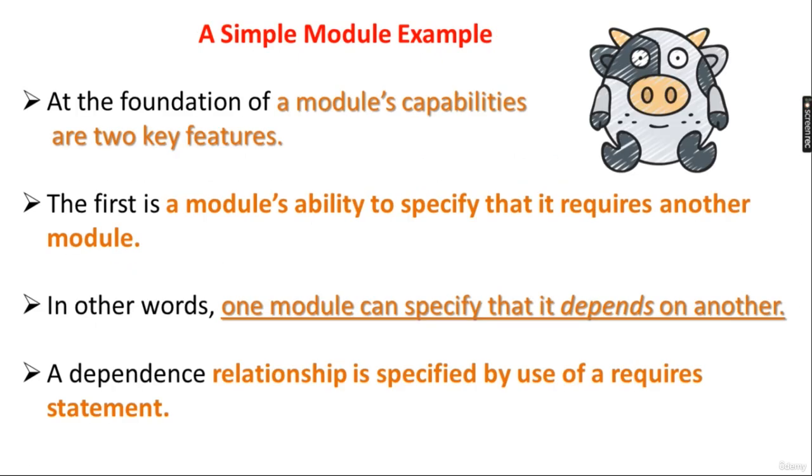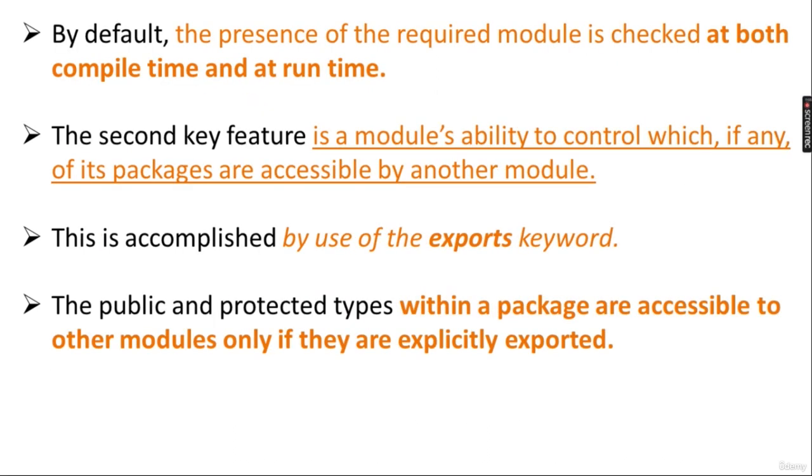Now we will see that at the foundation of a module's capabilities are two key features. So how a module can perform, we will see now. There are two main features we are going to introduce here. First is a module's ability to specify that it requires other modules. One module can specify that it depends on another. A dependence relationship is specified by use of the requires statement. The presence of the required module is checked at both compile time and runtime.